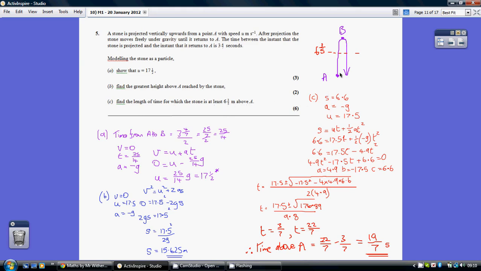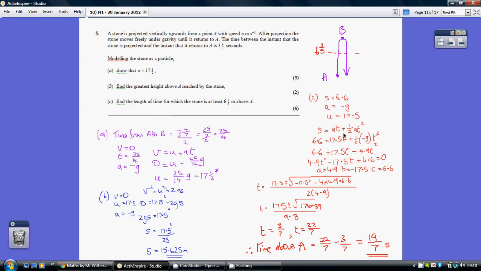Now, find the length of time for which the stone is at least 6 3/5 meters above A. So really, what I'm going to do here is just use the SUVAT equation, s equals ut plus half at squared. The distance that we're considering is 6 3/5, which is 6.6. Acceleration is fighting gravity, so is minus g, and our initial speed, referring back to part A, is 17.5.